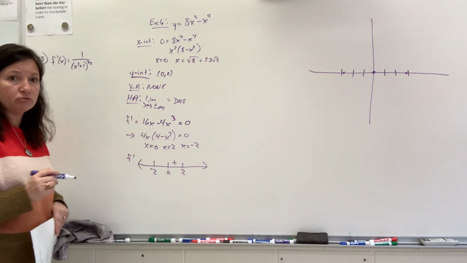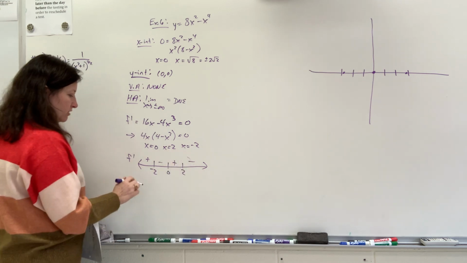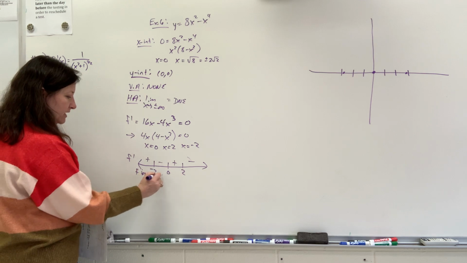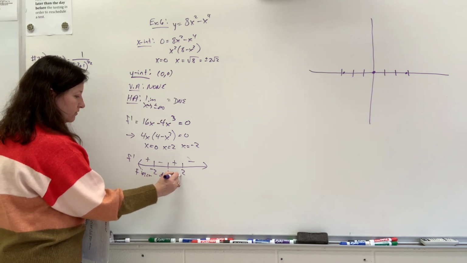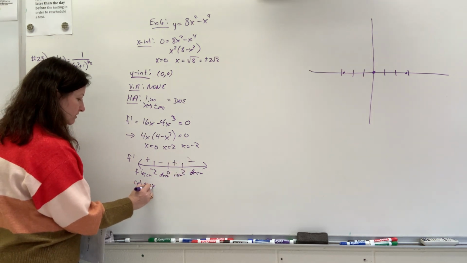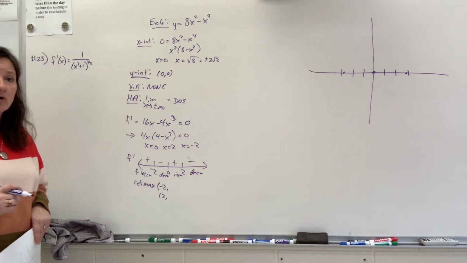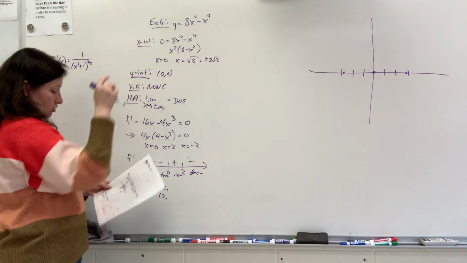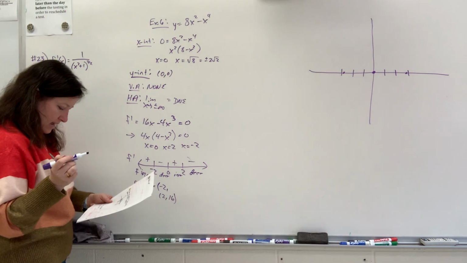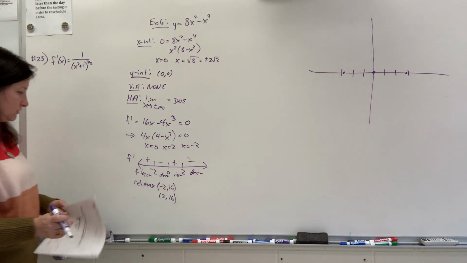Are any of them double roots? No, so it's going to alternate. So this function is going to increase. F is going to increase, decrease, increase, decrease. So where do I have relative maximums? At negative 2 and at positive 2. How do I get the y coordinate? Plug them into the original. So I'm going to go ahead and tell you, if you plug them into the original, you get 16 and you get 16. So my maximum points are at negative 2, 16 and positive 2, 16.